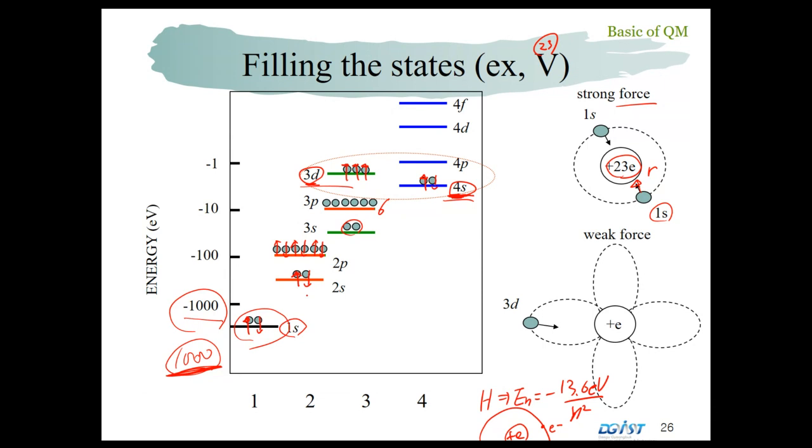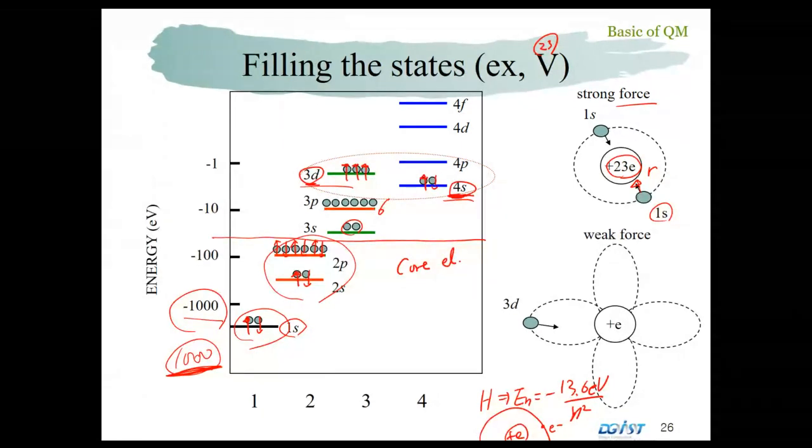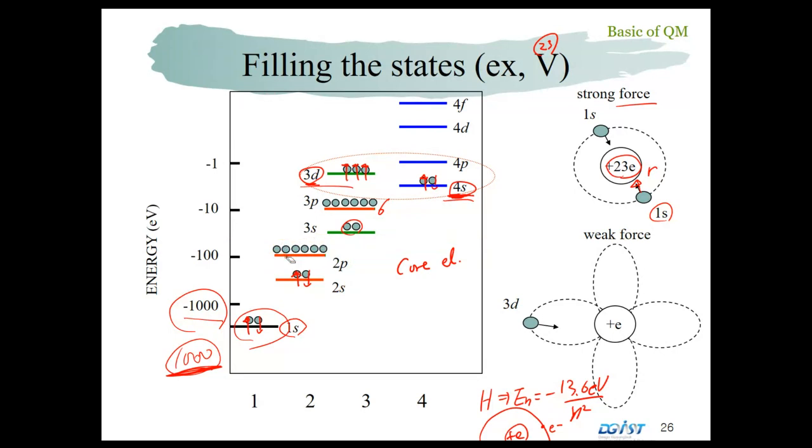And the other inner electrons are the same. So those electrons are called core electrons. Those core electrons, in solid state physics, are never changed. That's why we call them core electrons. But sometimes we need to touch these electrons. In that case, we need very high energy, like a synchrotron radiation.